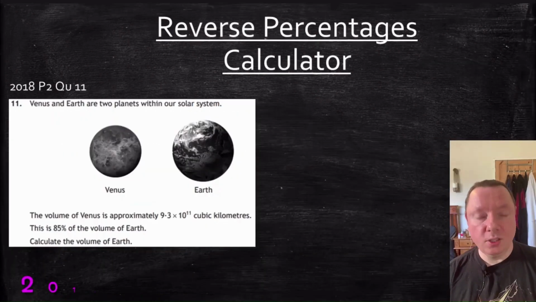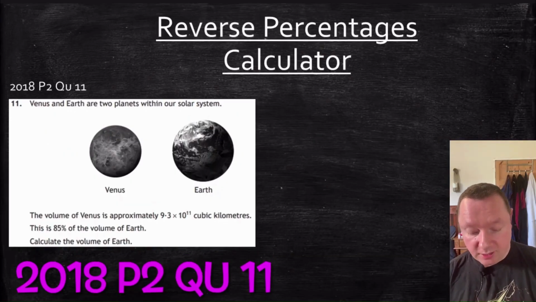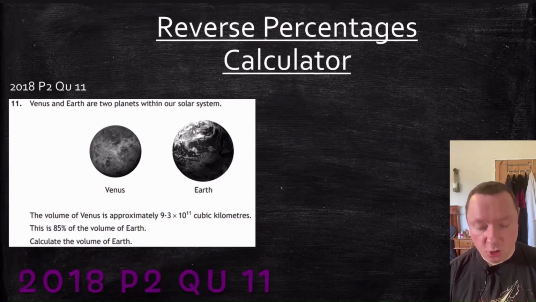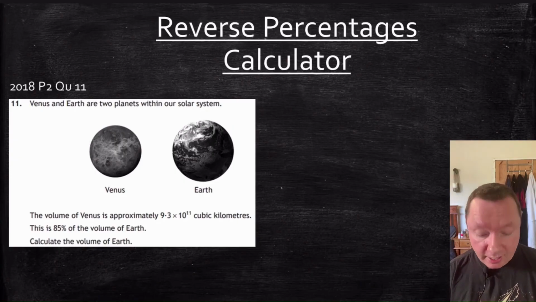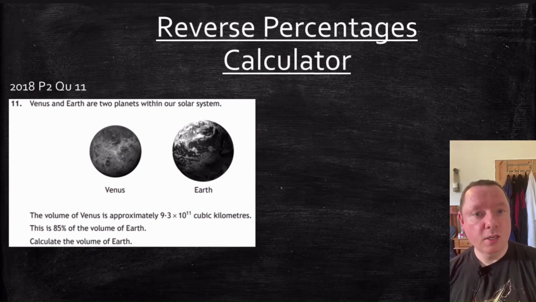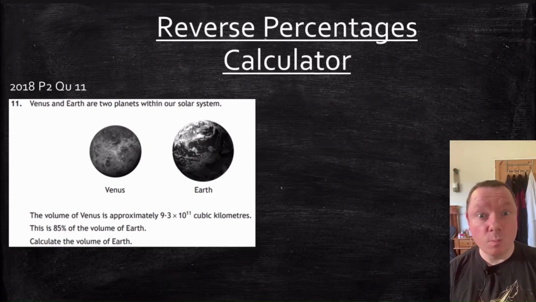Venus and Earth are 2 planets in our solar system. The volume of Venus is 9.3 times 10 to the 11 cubic kilometres. This is 85% of the volume of Earth. Calculate the volume of Earth. Notice it does not say it's gone down by 85%. It's just telling you that it's 85% of the volume of Earth. So 85% is our multiplier.